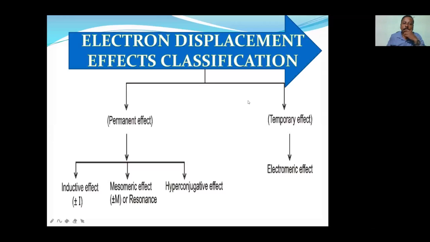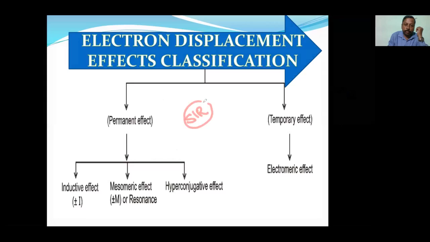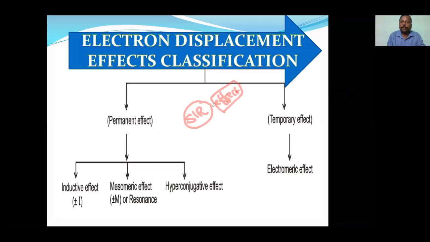So what are the types that we are going to see? Inductive effect, mesomeric effect, hyperconjugation effect, and electromeric effect. Other than this, we are going to study one more special condition called the SIR effect. We are going to study that effect also, as there are a lot of requirements from the examination point of view.